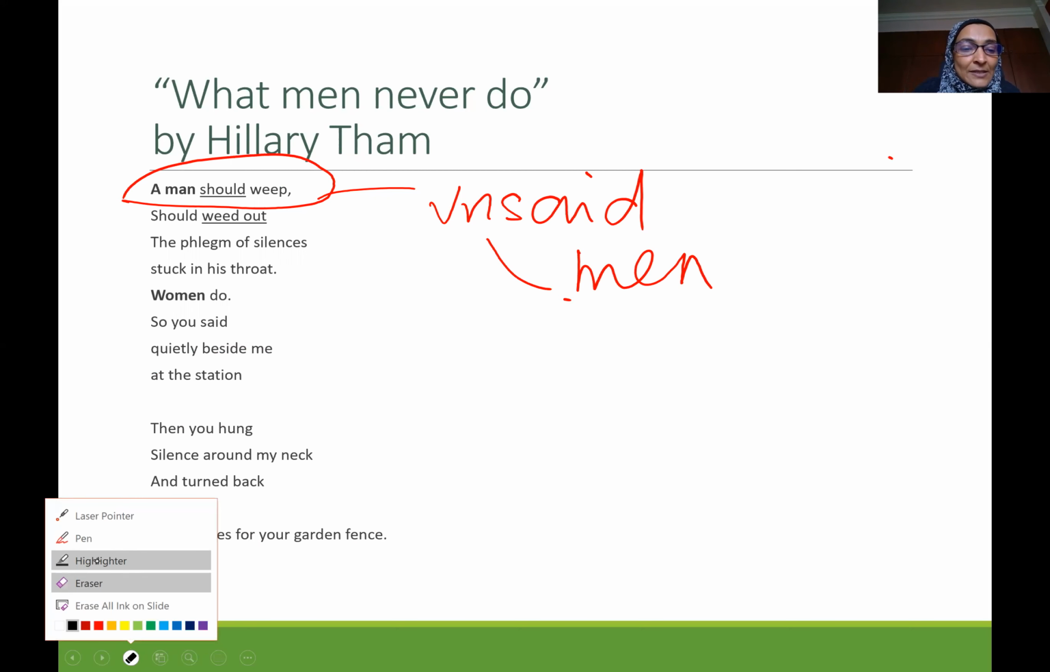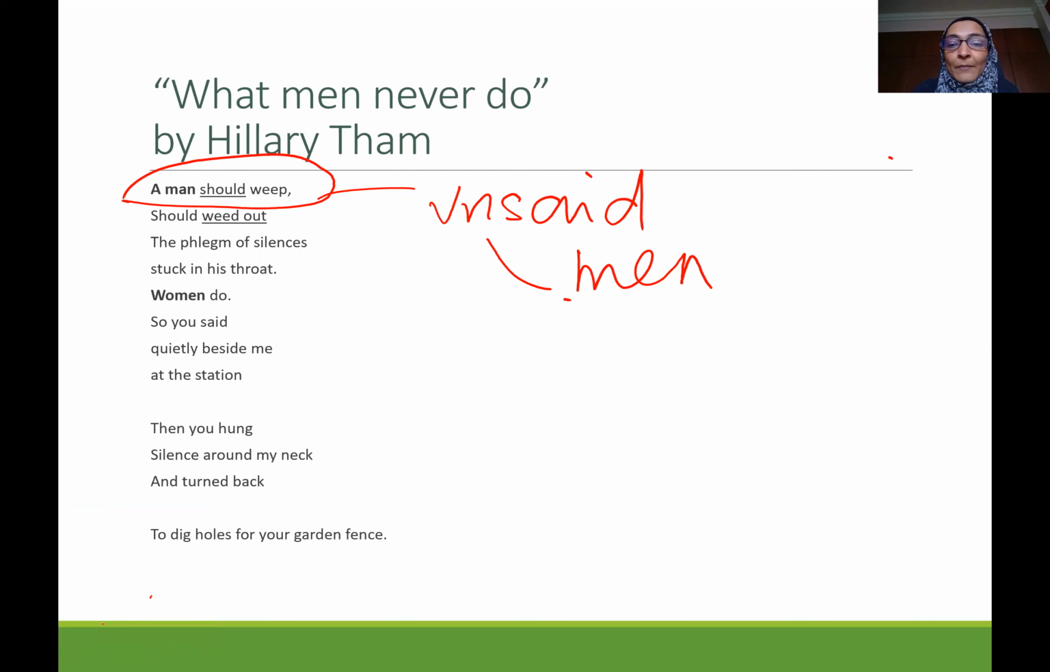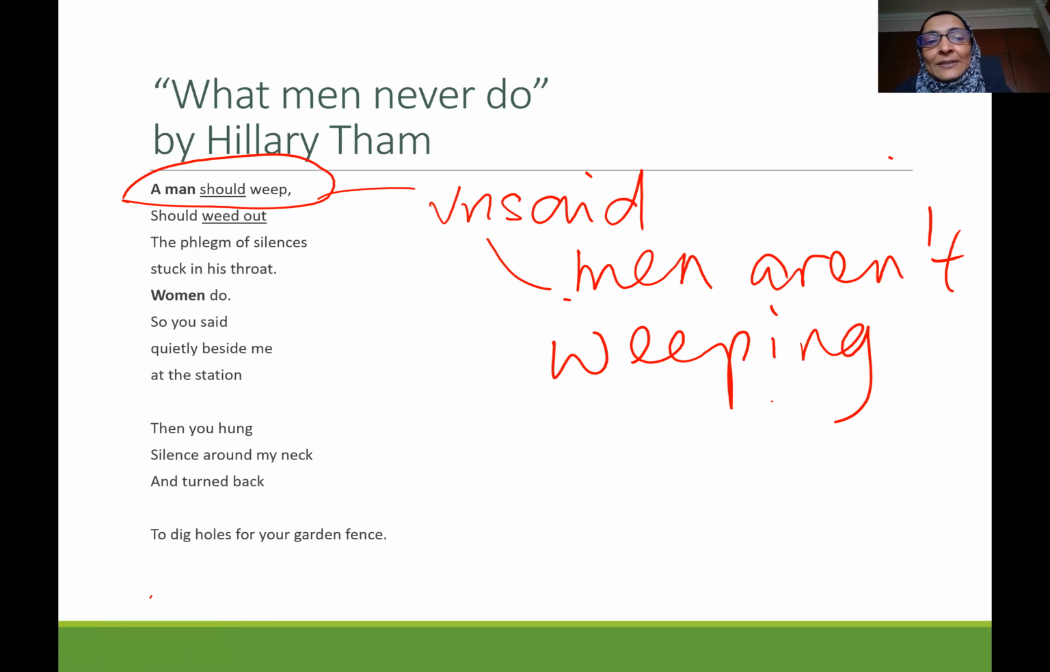The unsaid is men aren't weeping. But in society, men are not expected to weep. So in a sense, this poem indicates that the construction of gender is very much the way society, a patriarchal society, constructs men, right?